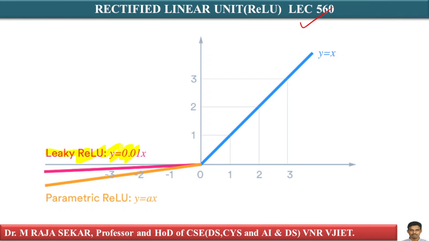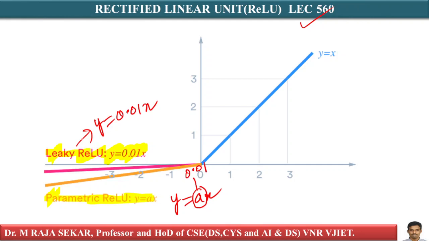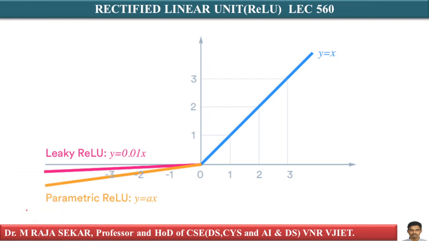What is this? This is known as Leaky ReLU. What is this? This is parametric ReLU. What is parametric ReLU? In the case of parametric ReLU, y equals ax. In the case of leaky ReLU, y equals 0.01x. Meaning in the place of a, if I keep 0.01, I will get leaky ReLU. I can say leaky ReLU is a special case of parametric ReLU.